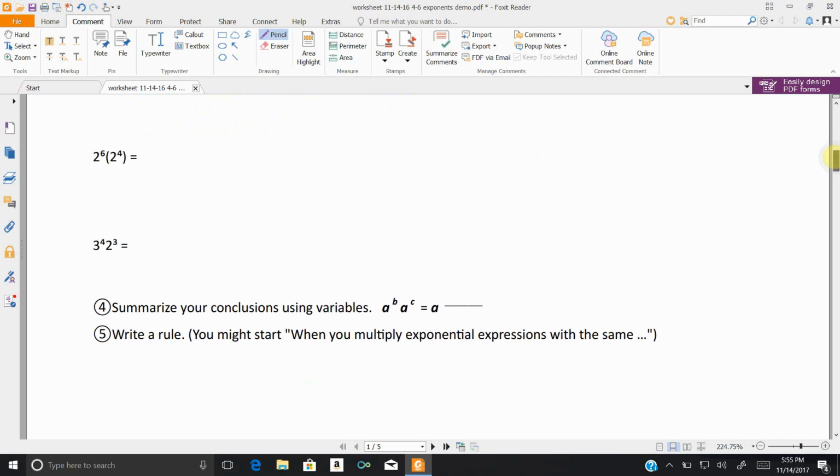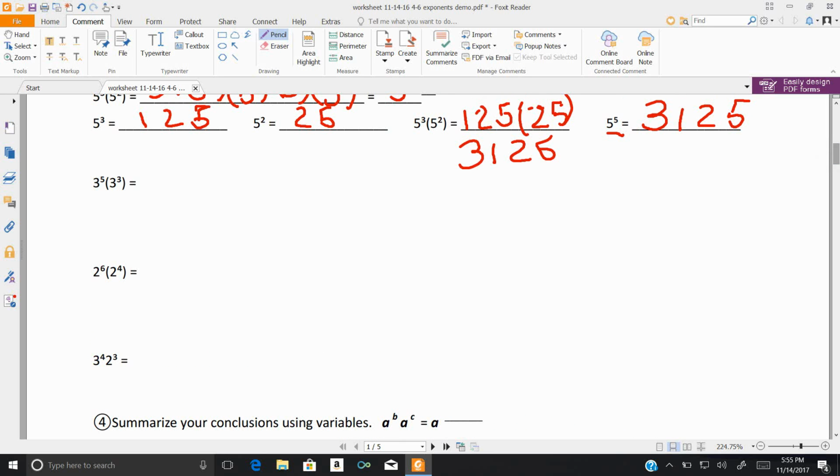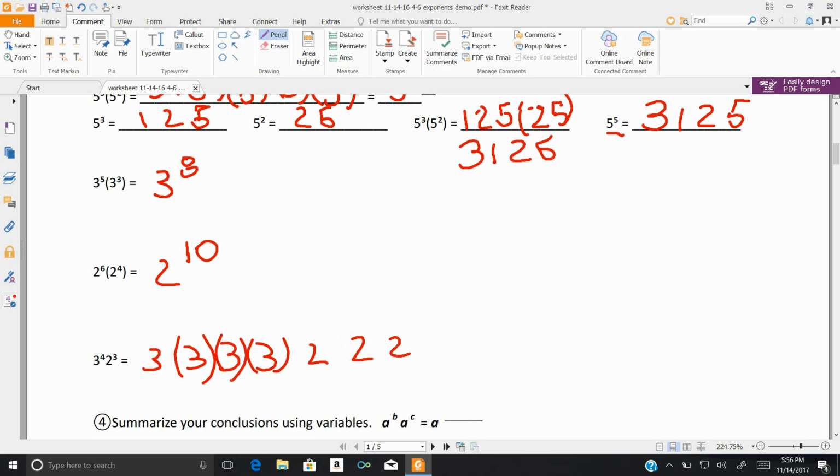Okay, now that you have looked at that, hopefully you found if you write 5 threes and 3 threes, you will have written 8 threes. And if you do 6 twos and 4 twos written out, you will actually have written 10 twos. So this is like 2 to the 10th power. And the last one, 3 times 3 times 3 times 3, and then 2 times 2 times 2.